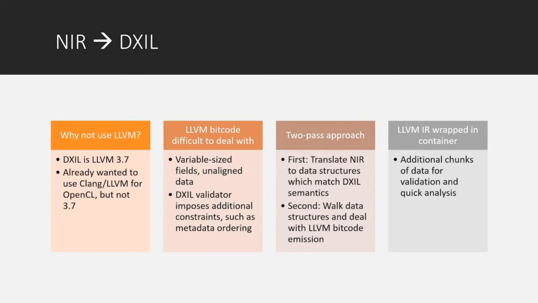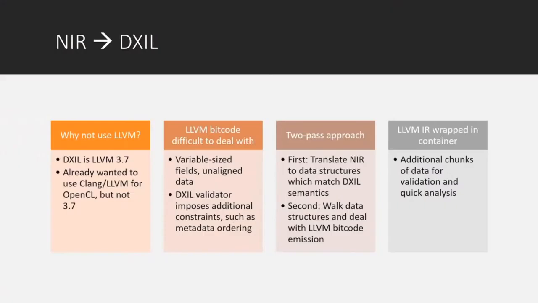So the NIR to DXIL converter, a few comments and details about it. Why didn't we use LLVM directly? DXIL is based on LLVM 3.7. We already wanted to have an LLVM version built into these components, but we didn't really want to stick with LLVM 3.7, which meant that we really couldn't use LLVM for both at the same time. They would conflict. The LLVM bitcode is unfortunately a very difficult thing to deal with. It uses all kinds of variable-sized fields, and I'm not just talking about 8 versus 16-bit, I'm talking about 3-bit and 7-bit fields. Lots of unaligned data.